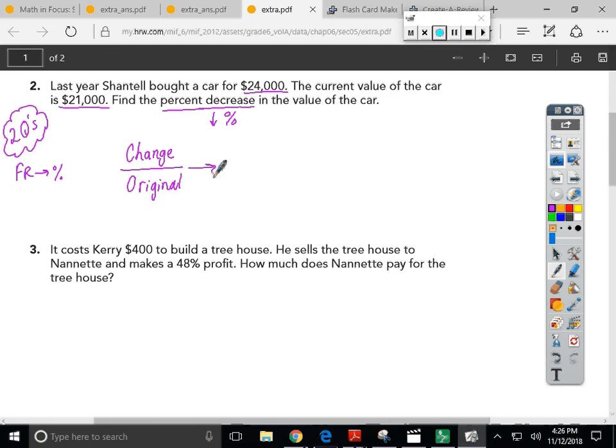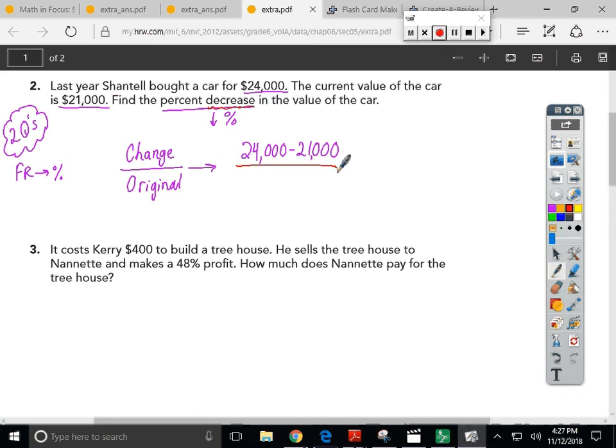So to translate that, the change would be the 24,000, take away 21,000. And somebody would say, oh, but in our notes you did the smaller number, take away the larger number, and had to deal with absolute value and a negative. And while that is all true, this will absolutely work as long as I tune into this idea of a decrease. I'll be okay, all right?